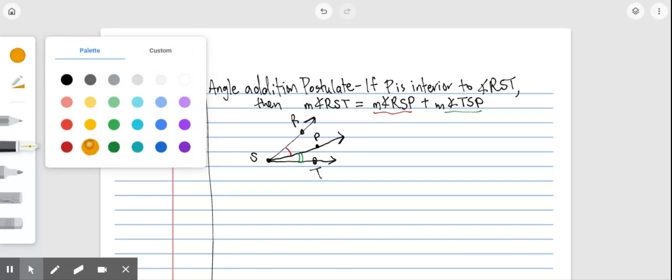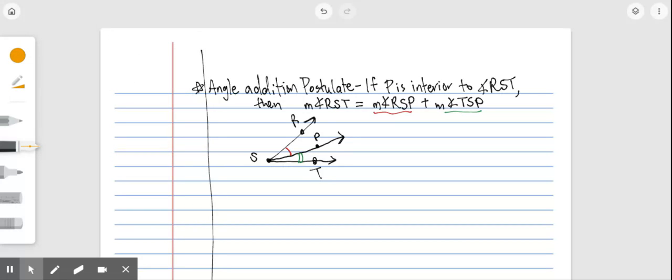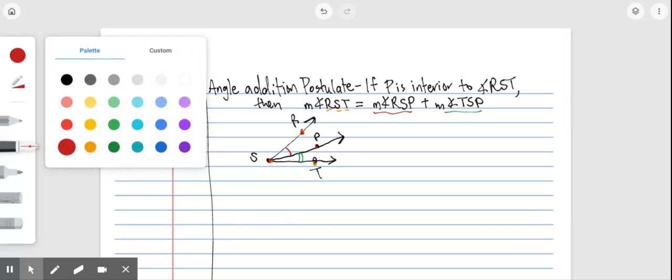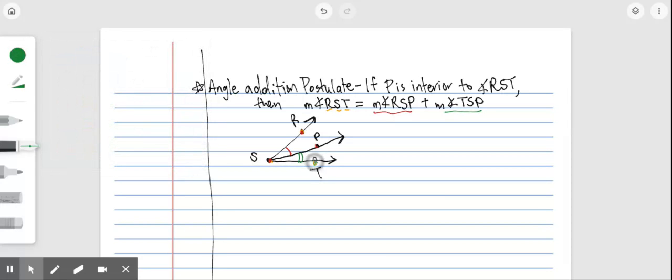Okay, when I'm trying to figure out which angle I'm talking about, basically I just go through the letters and touch each of the points. So R to S to T. That means I'm talking about this big exterior angle. RSP: I start at R, I go to S, and then to P. That means I'm talking about this little angle on top. And then again, TSP, I start with the T, I go to the middle, and then I go to the P on the side. So that's how I knew that was that angle.